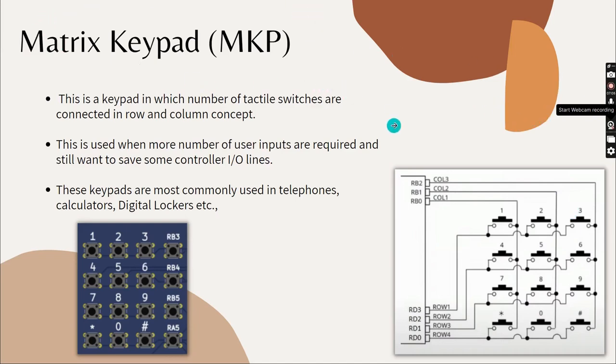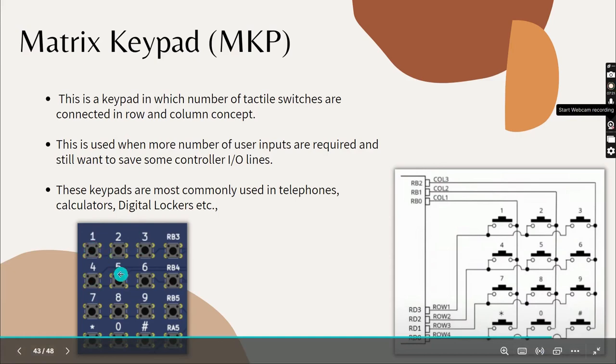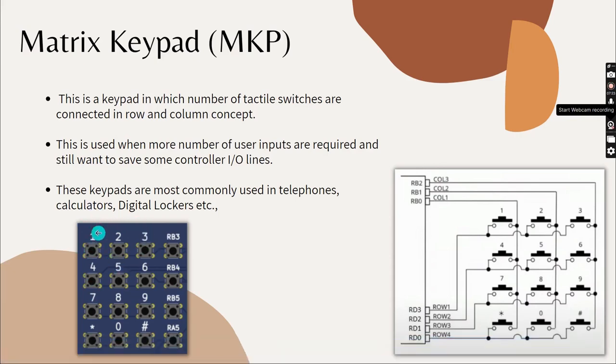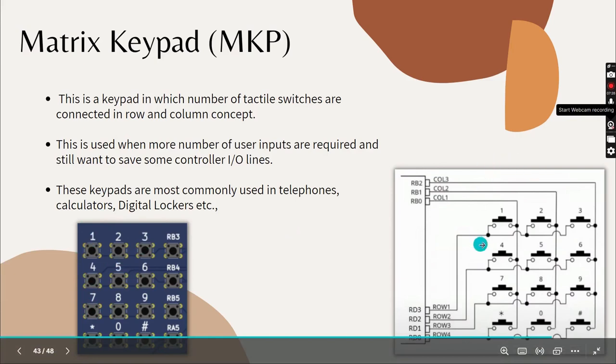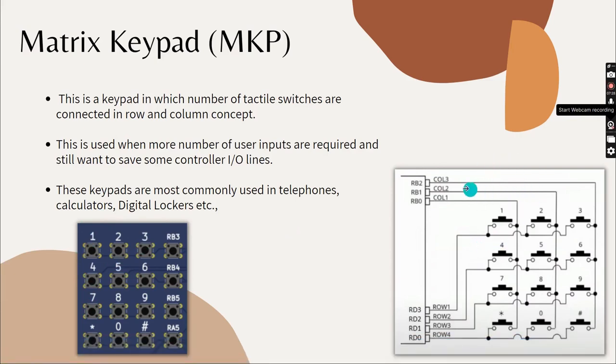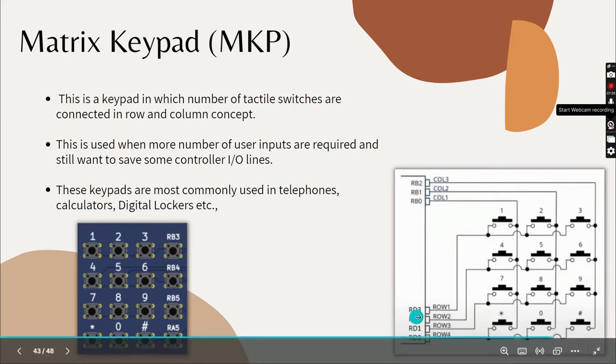And the next is the matrix keypad. This is a keypad in which a number of tactile switches are connected in rows and columns. These are matrix keypads. This is a 4x4 matrix keypad, but we are going to use only these from 1 to hash. We are going to use this 4x3 matrix keypad. This is how it is connected. We use the ports RB2, RB1 and RB0 for the columns and RD3, RD2, RD1 and RD0 for the rows.